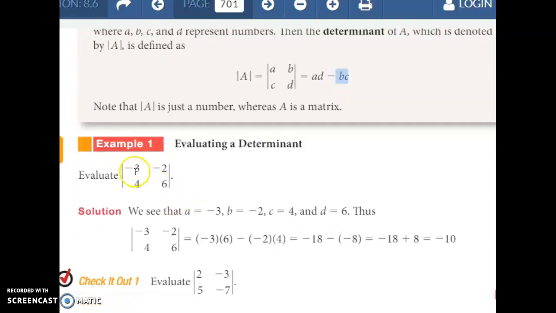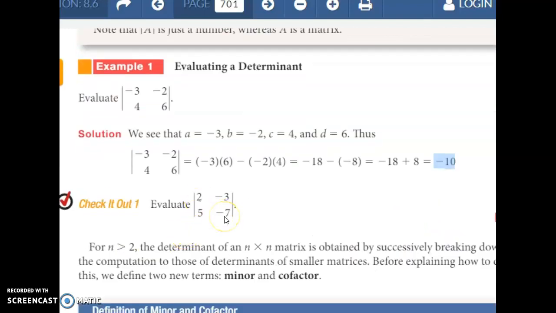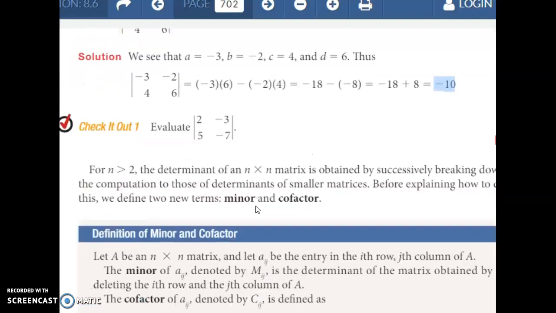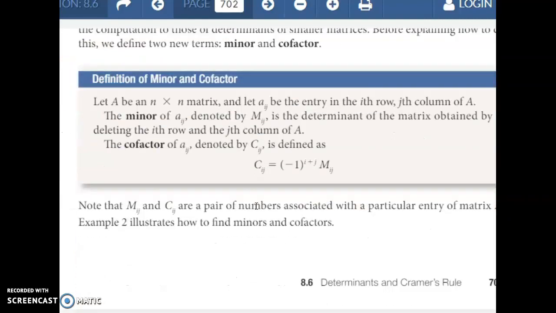Okay, so for example, these numbers here would be -3 times 6, which is -18. This one is 4 times -2, which is -8. But put a minus in front, so it's going to be -18 minus -8, which is -10, and indeed there's the result. Evaluate this one. 2 times -7 is -14. 5 times -3 is -15, but subtract that from -14, so you actually come up with 1 as the determinant for this one.